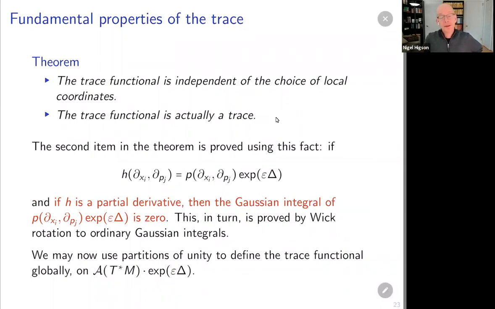It's not obvious at all that the trace is a trace, and it's a little bit interesting to track down where the trace property comes from. And if you do the calculation, what you'll find is you need to know the following thing about the Gaussian integral. Namely, if you have a term which you're Gaussian integrating, a polynomial times an exponential, and if the overall expression is a partial derivative, then the Gaussian integral is zero. In ordinary Gaussian integrals, that's just the fundamental theorem of calculus. And it's true here by some Wick rotation from positive definite matrices to non-positive definite matrices.